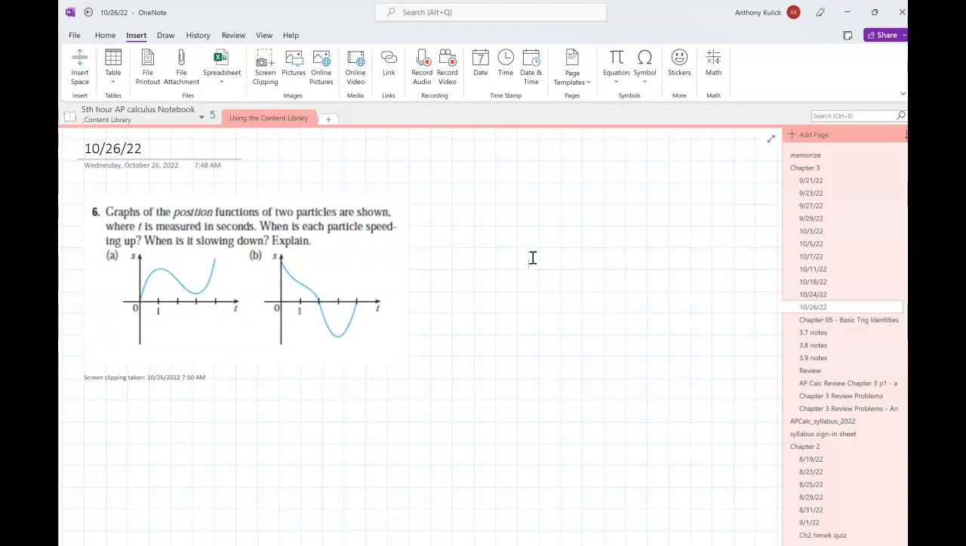So it says the graphs of position functions of two particles are shown where t is measured in seconds. When is each particle speeding up? When is it slowing down? And explain.